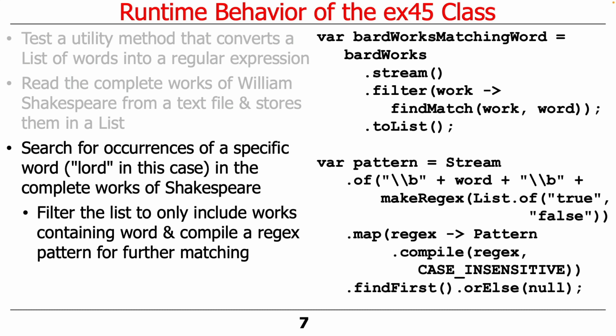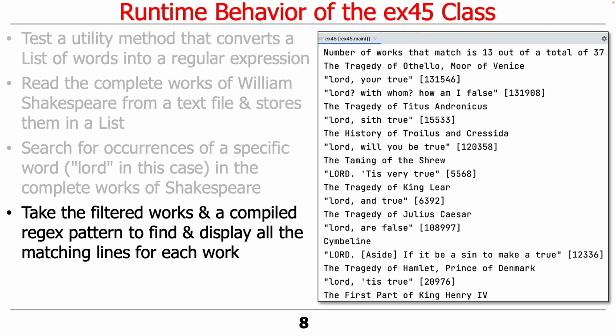And we're going to use the makeRegex utility method we just talked about to add true or false to the regular expression. So you can have things that match true or false. Then we're going to take the filtered works, the ones that contain the word Lord in them, and that compiled regular expression pattern, and we're going to find and display all the matching lines for each work, which will look like this.